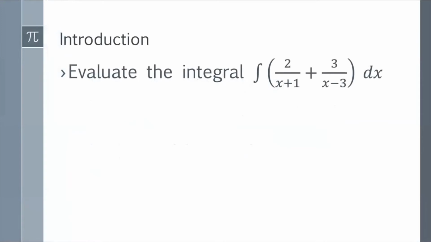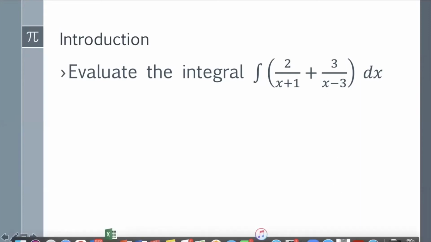All right. So as an introduction, let's talk about how you would evaluate this integral, the integral of 2 over x plus 1 plus 3 over x minus 3. That is a very easy integral to evaluate. Let's just go over it real quick.